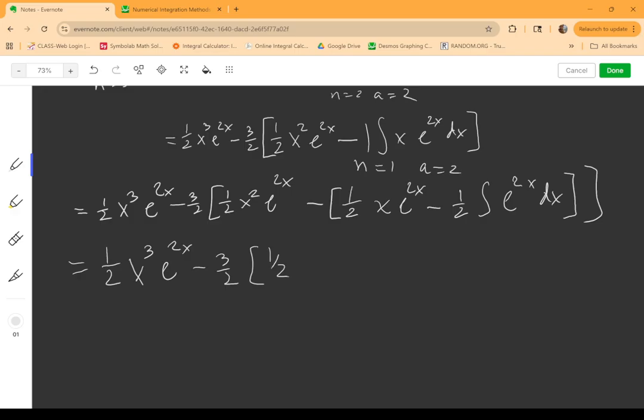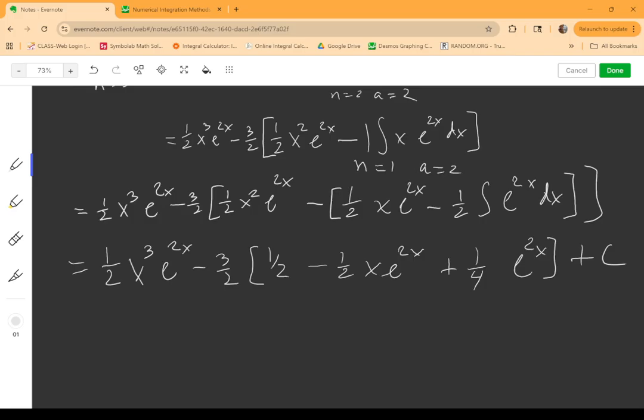So lastly, we get 1/2 x cubed e to the 2x minus 3/2 times 1/2. Okay, let me start dropping some parentheses here. So that's going to be minus 1/2 x e to the 2x, and then plus, careful with your coefficients here again, just make sure you're keeping track of everything. When I integrate this, it's e to the 2x over 2. There's already a 1 over 2 on here. So the last result here is 1/4 e to the 2x plus c.